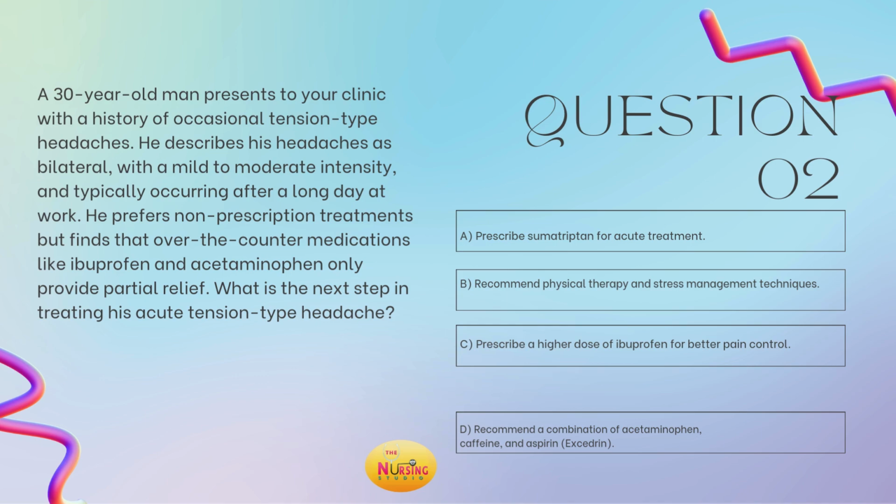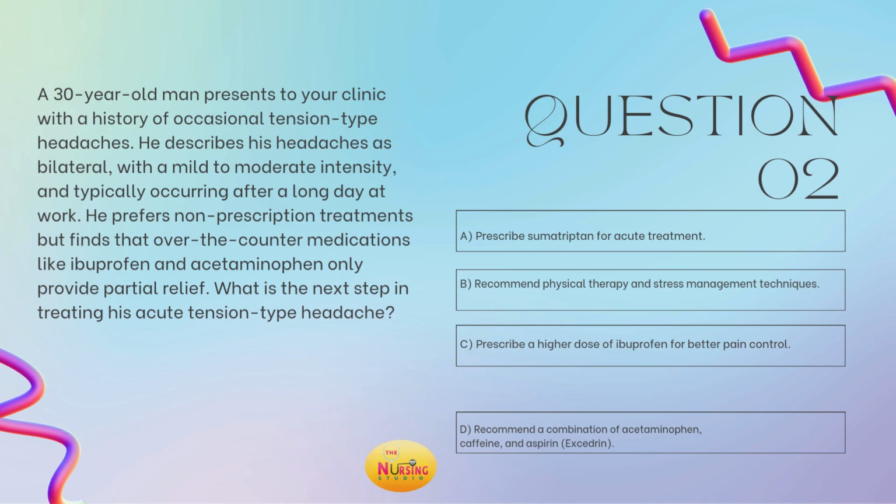C, prescribe a higher dose of ibuprofen for better pain control? Or D, recommend a combination of acetaminophen, caffeine, and aspirin like in Excedrin? Take a moment and tell me what you got. All right, so stem of the question here. What is the next step in treating his acute tension type headaches?